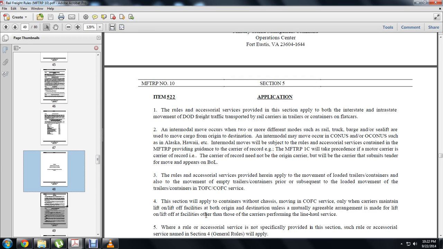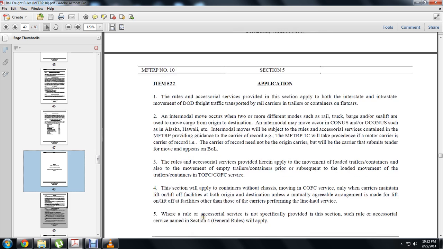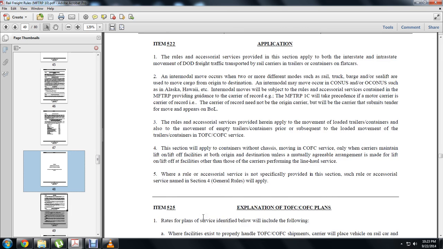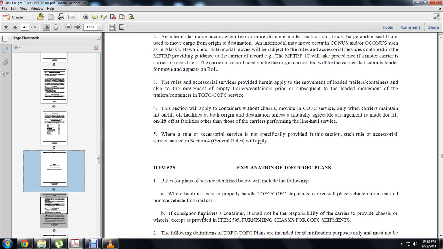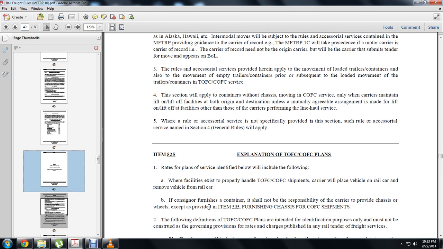When ruling on accessory services not specifically provided in the sections of these rules, accessory services named in Section 4, General, will apply. Rates and plans for service identified below will include the following: facilities assisting in the proper handling of the TOFC and COFC shipments, the carrier will place the vehicle on the railway car and remove the vehicle from the railway car. Consignors furnishing the container shall not be responsible for the carrier to provide chassis, except as provided in item 595, furnishing chassis for COFC shipments.